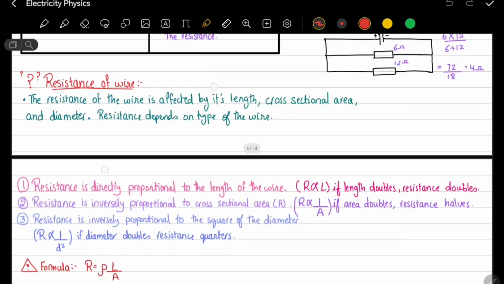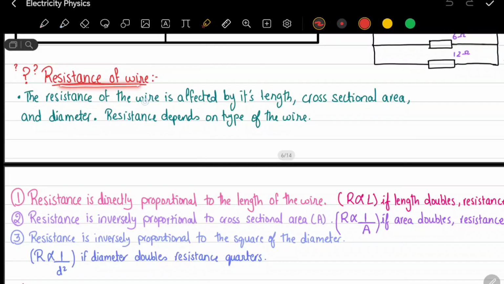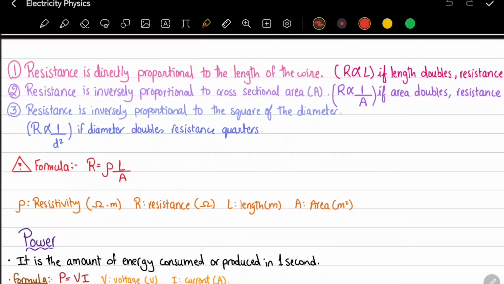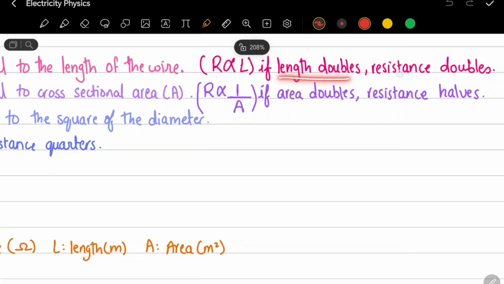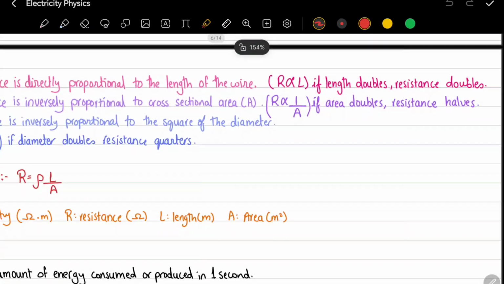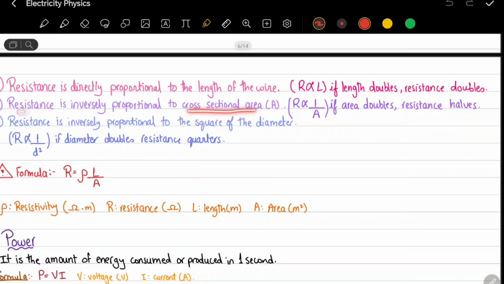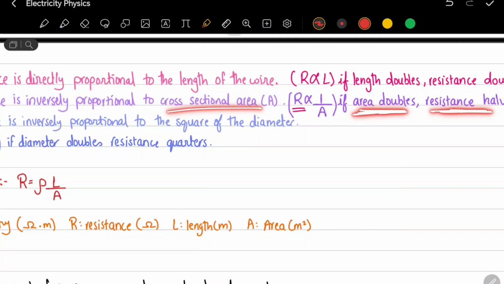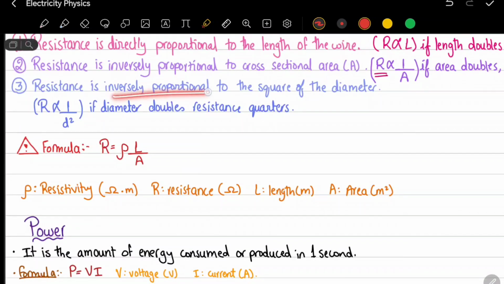Now moving on to the resistance of wire. The resistance of wire is affected by its length, cross-sectional area, and diameter. Here, the resistance depends on the type of the wire. Different wires will have different resistance. The resistance is directly proportional to the length of the wire. For example, if the length doubles, then the resistance will also double. But when we talk about the cross-sectional area, resistance is inversely proportional to the cross-sectional area. So if area doubles, resistance will halve. And resistance is inversely proportional to the square of the diameter. So if diameter doubles, then resistance will quarter.